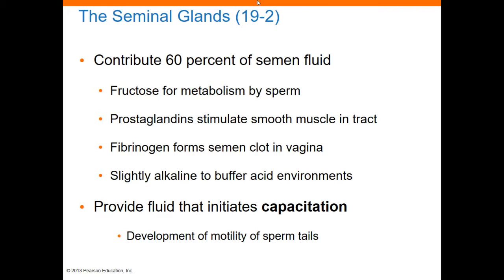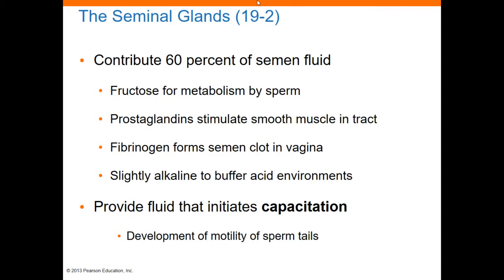The other part of this is that it is slightly alkaline. The female vagina tends to be acidic, and under normal circumstances, the sperm really wouldn't be able to survive in that acidic environment. So the seminal glands produce some alkaline substances that help to neutralize and provide a buffer between the sperm and the acidic secretions of the vagina.